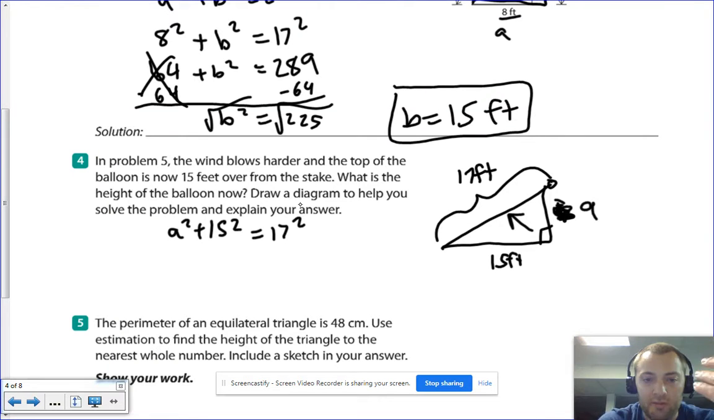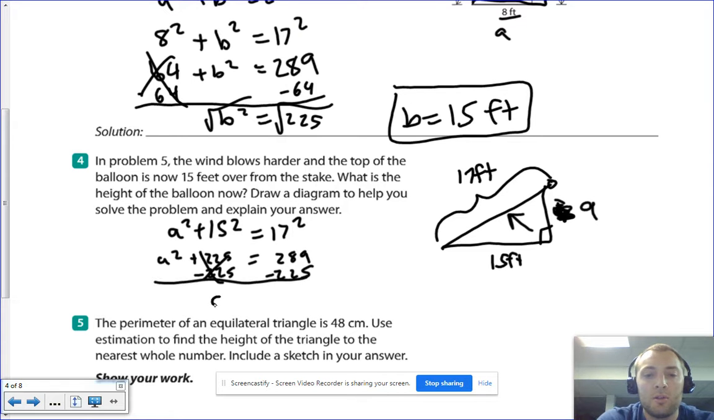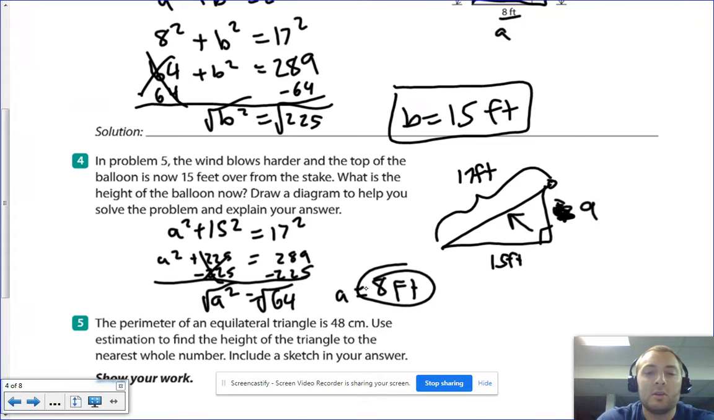If you solve that, this we already had was 225. This we already actually had was 289. We had that above. We want to subtract 225 from both sides. And we end up with A squared equals 64. So when you take the square root, guess what? You get A as 8. So 8 feet is how high it was.